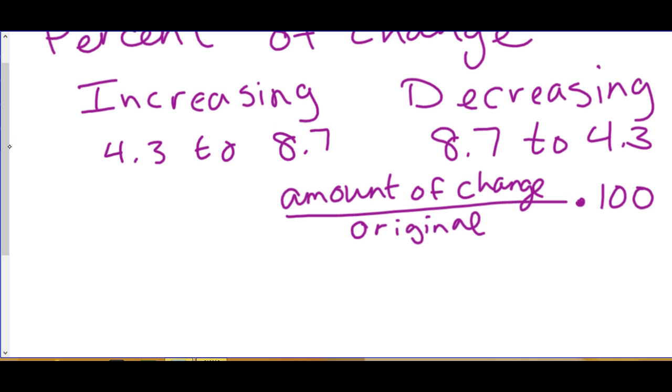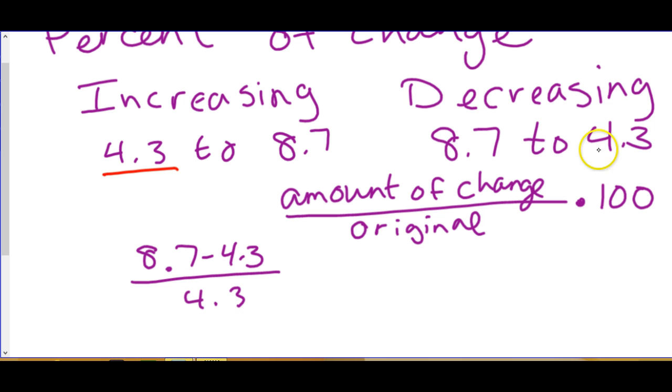So our first one, if we're going to increase from 4.3 to 8.7, we want to find the amount of change. We do that by subtracting. So I would do 8.7 minus 4.3. But we're going to divide by the original. Well, we started with 4.3. That was our original amount. So we'd end up dividing by 4.3. This decreasing one, we'd still have 8.7 minus 4.3. That still gives us the amount of change, but instead of dividing by 4.3, this time we would divide by 8.7.